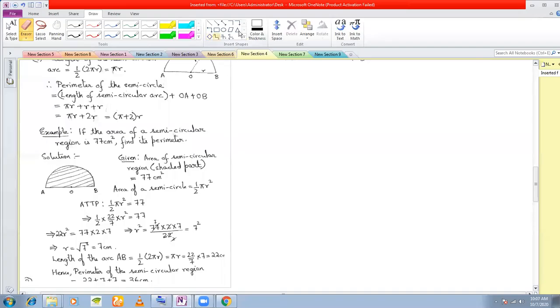So it is given to you that the area of this semicircle... you have your semicircle with diameter AB.